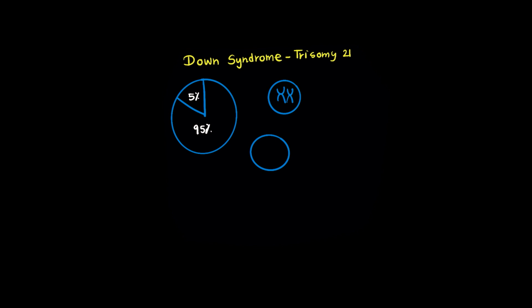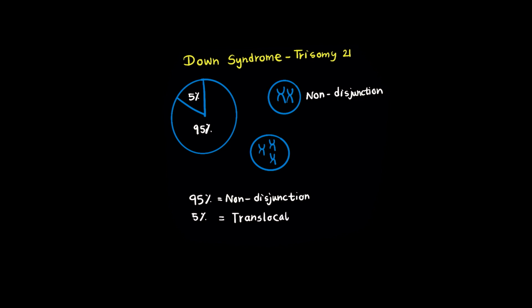But in non-disjunction, both chromosomes stick together and go to the same cell, like dealing 2 cards to one player instead of 1 each. This creates a gamete with 2 chromosome 21s, which combines with a normal gamete to produce 3 total. That's trisomy. The remaining 5% involves translocation, where a piece of chromosome 21 attaches to another chromosome. This 95% non-disjunction rate makes it the overwhelming primary cause, not a 50-50 split or minority cause.